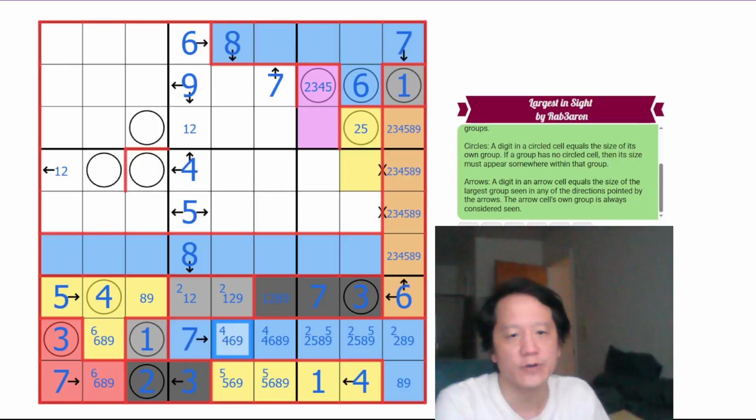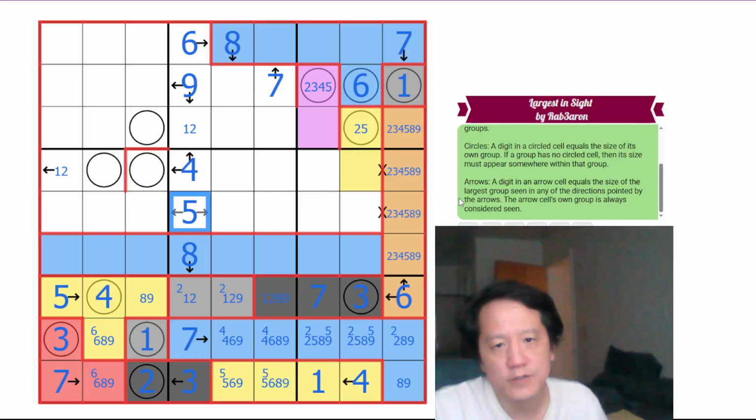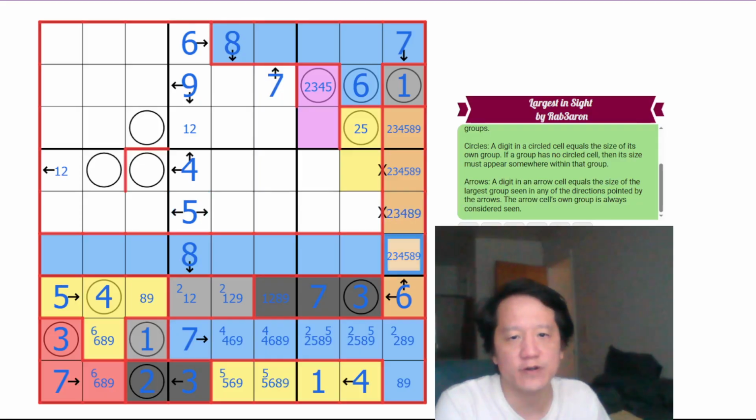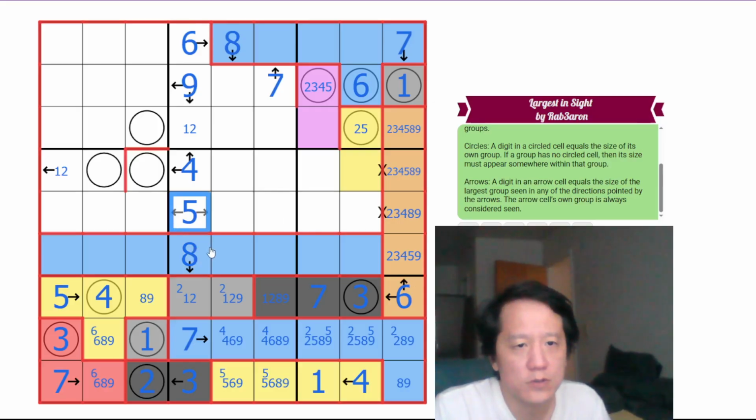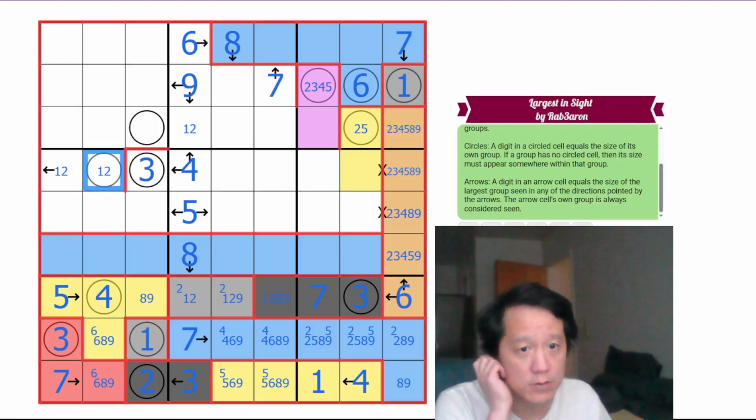No 8 here, no 8 here because of 8 in the column. This is 5, so this cannot be 5 there. This can't be 8 because of 8 in the row. This must be less than 4. And it cannot be 1 or 2, so this is size 3. That makes this a 1-2 pair here.